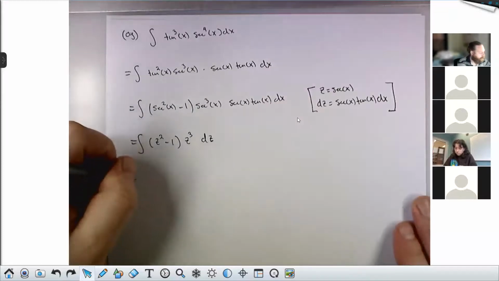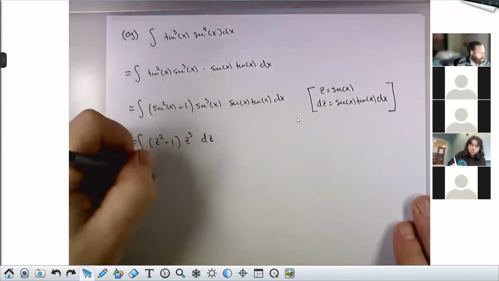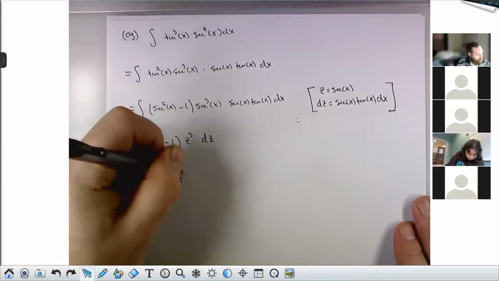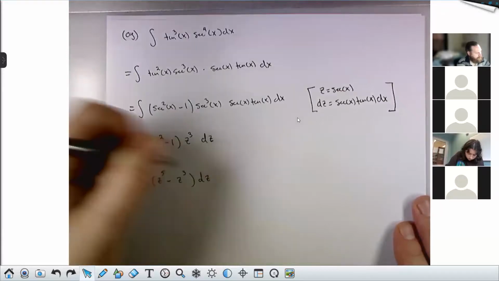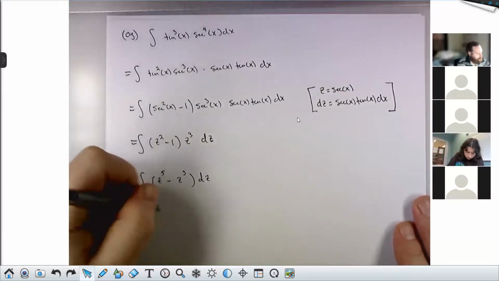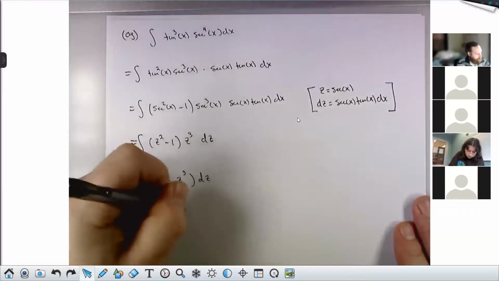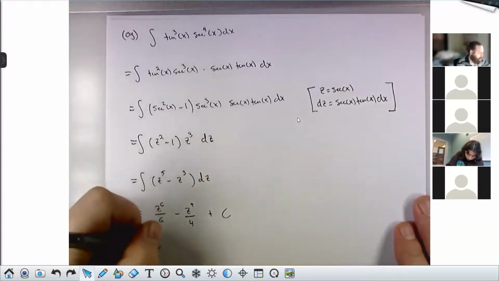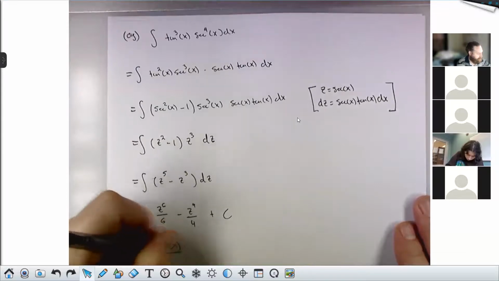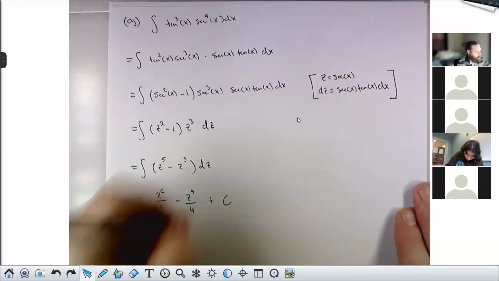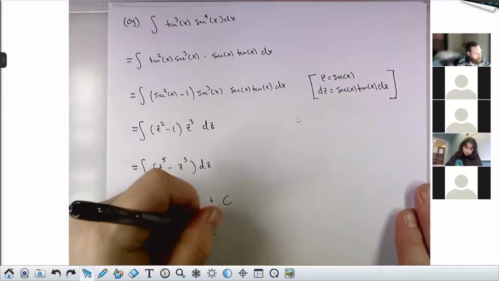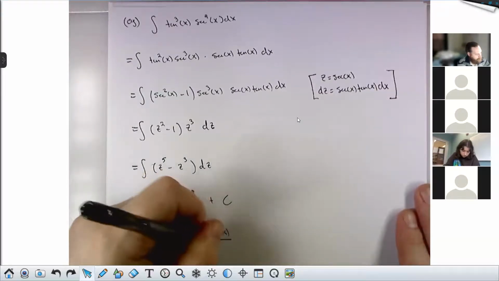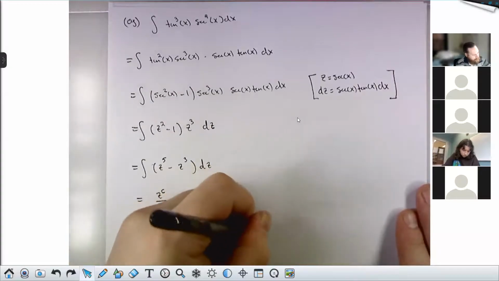So if I carry on here, distributing the z cubed, I get the integral of z to the 5 minus z to the 3 dz. And that would be z to the 6 over 6 minus z to the 4 over 4 plus a constant, which would be the 6th power of secant x over 6 minus the 4th power of secant x over 4 plus c.